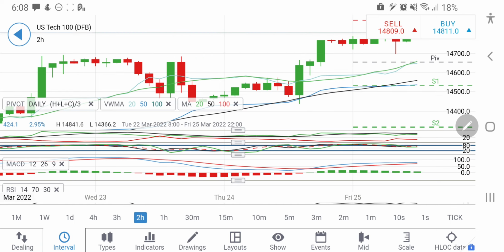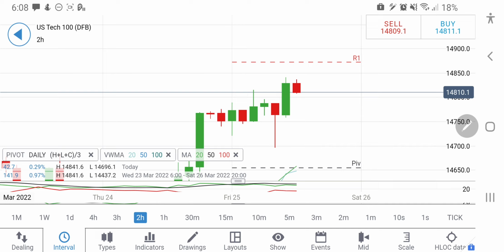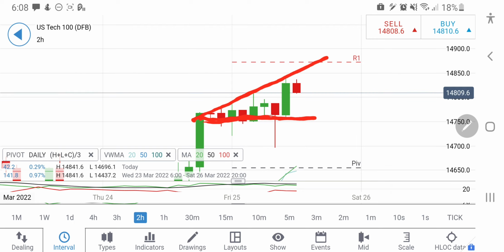On the 2-hour charts, another observation here, there is a support at 14,750. That is the pivot around which it has given a strong rise with the support at 14,750. Also, there is one odd breakout. So you can see the behavior of the previous candles. There was extreme bullishness which tried to pull it up on the upside.